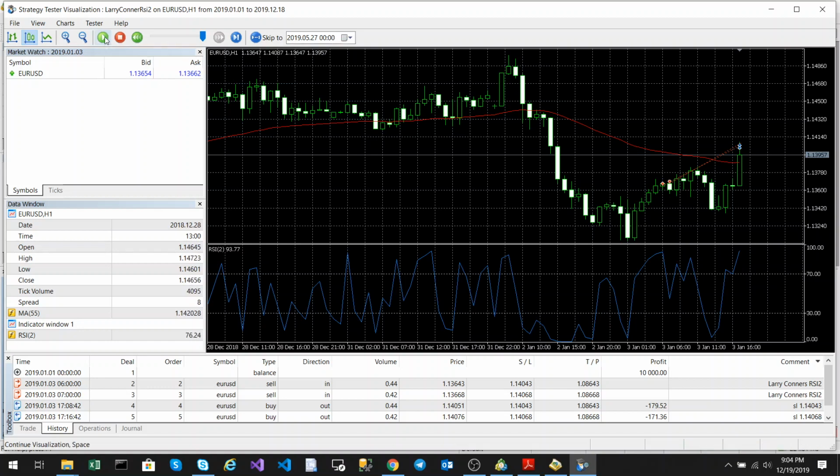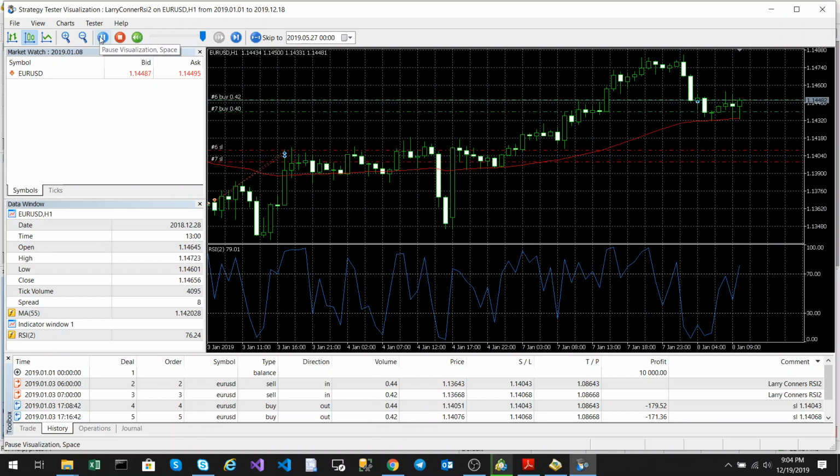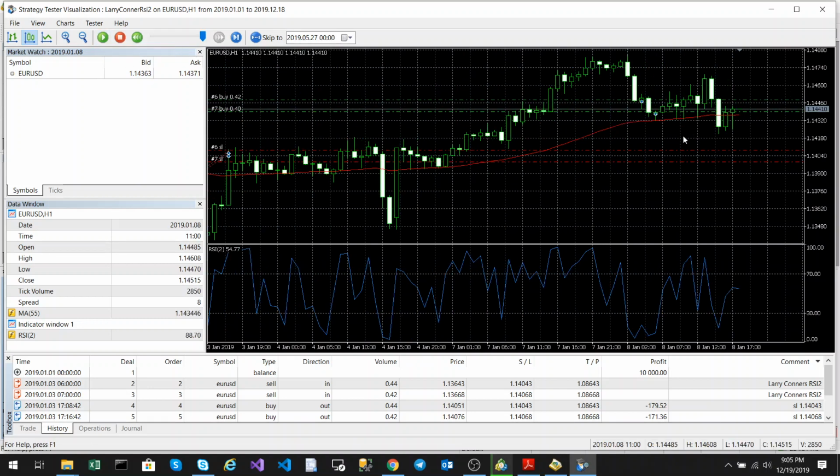Okay, so let's keep going. Let's look for pause. There we go. So now, this one. The close of the previous candle was above the 55-day moving average, and the RSI2 period was below 10. As you can see there, it's 4.19. So it's below 10, then a buy trade is entered into.